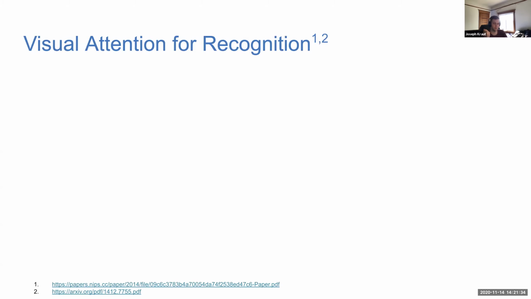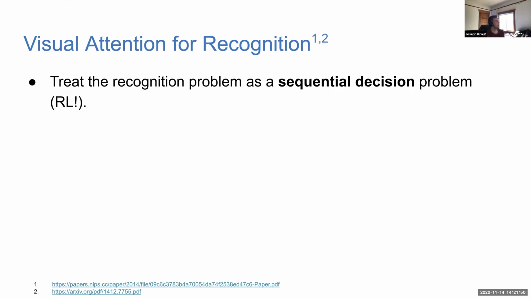And they're trying to solve the problem of image recognition generally. So that can be classification, that can be object detection. In this paper, they're mostly focused on classification. So they're trying to classify the object in an image.